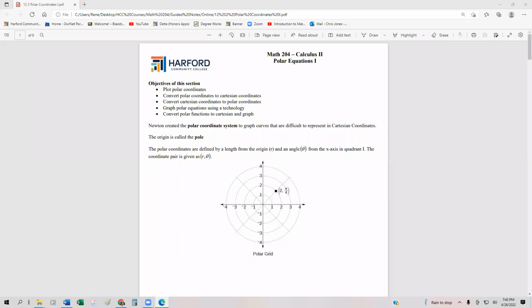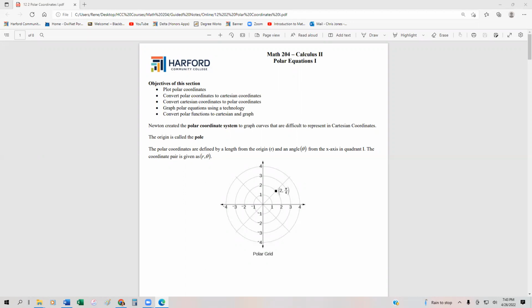In this section, we're going to take a look at the idea of what a polar coordinate is and also what a polar function is. The main objective of this section is to make sure that we can plot a polar coordinate and understand what a polar coordinate is, to convert back and forth between Cartesian as well as polar coordinates, to be able to graph a polar equation using technology, and finally to be able to convert a polar function into a Cartesian function and then graph it.